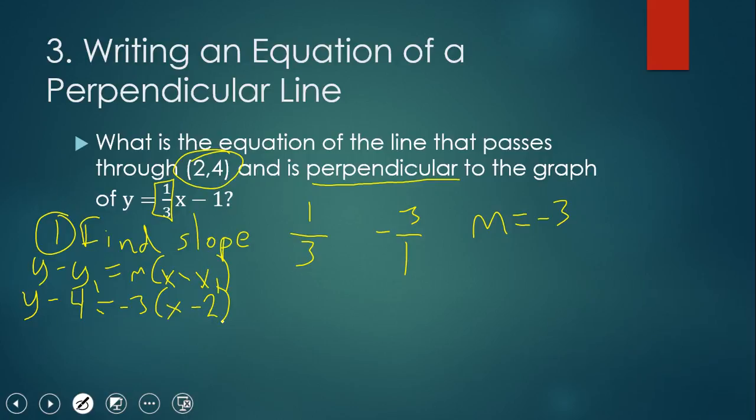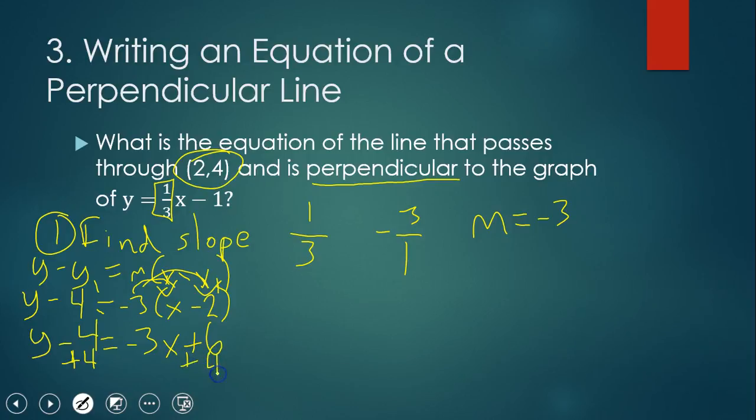What do I do next? Well, I need it to be in slope-intercept form. So I'm going to go ahead and distribute the negative 3. Now I have y minus 4, nothing changes over there. And I distribute. Negative 3 times x is negative 3x, and then negative 3 times negative 2 is a positive 6. One more step. I need to get y by itself, so I would add 4 on both sides.